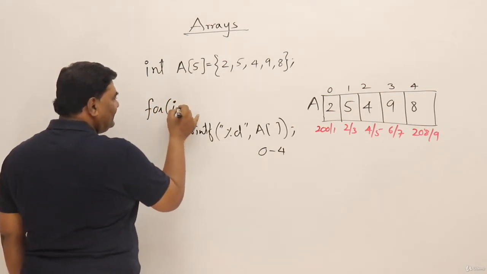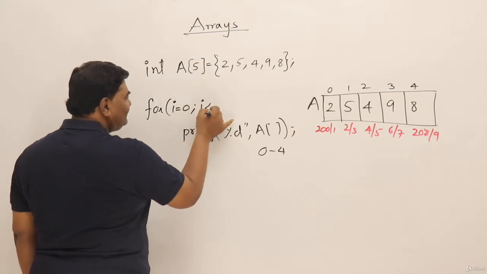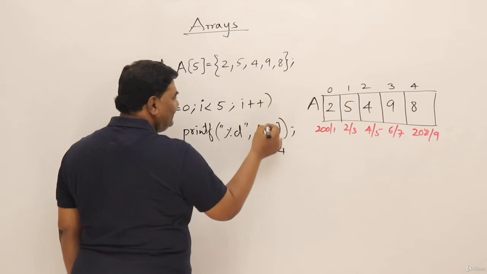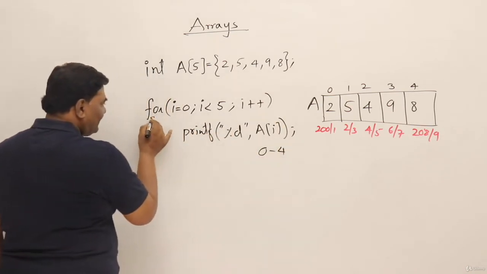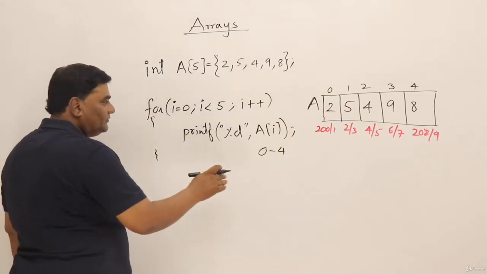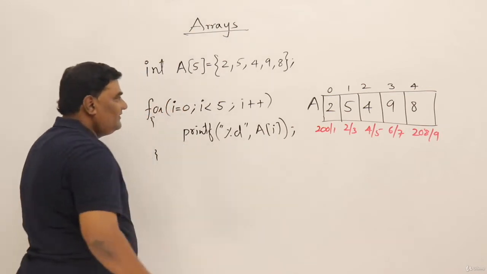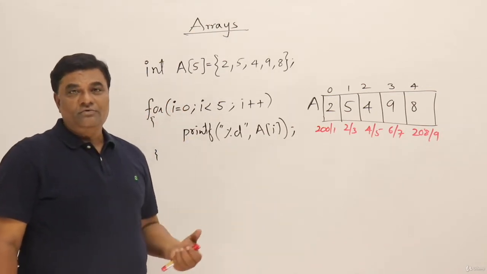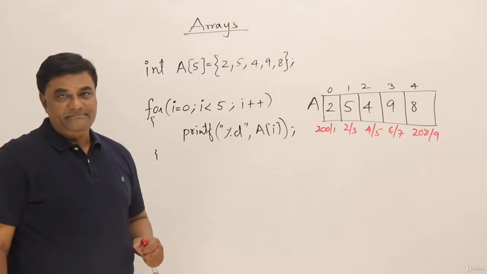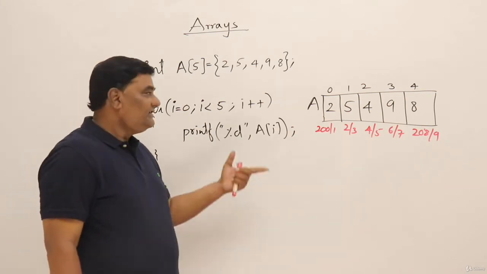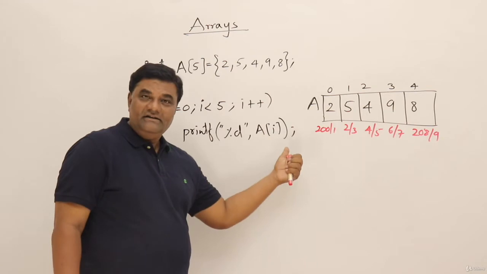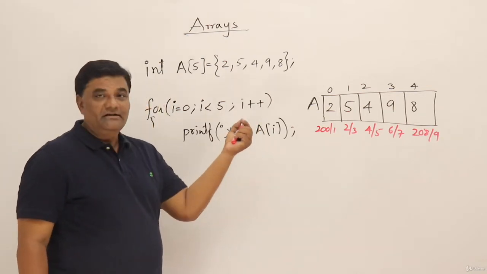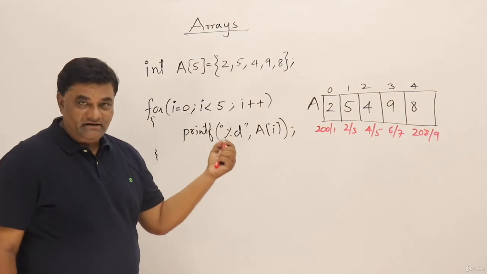So for I assign 0, I is less than 5 and I plus plus, and here I can mention I. Now I can access all those elements. So for loop is used for traversing through all the elements of an array. And the element can be accessed with the name of an array and the index. Now next let us see what are the ways of accessing a particular element in an array.